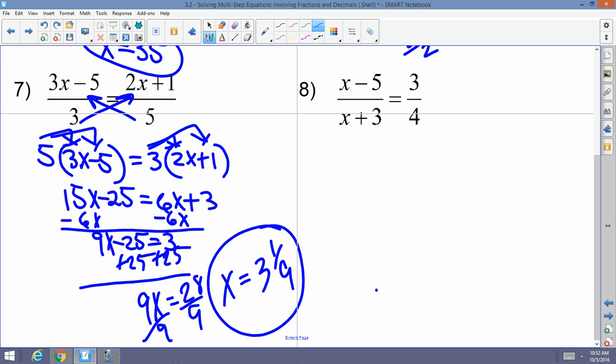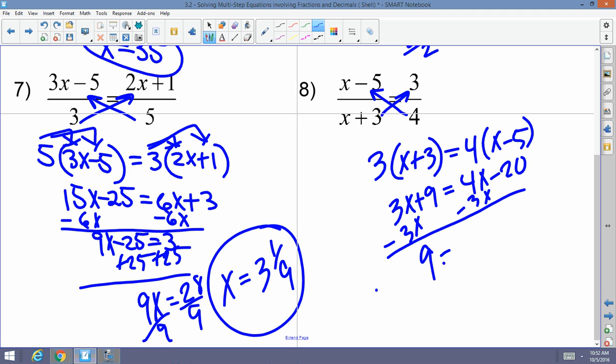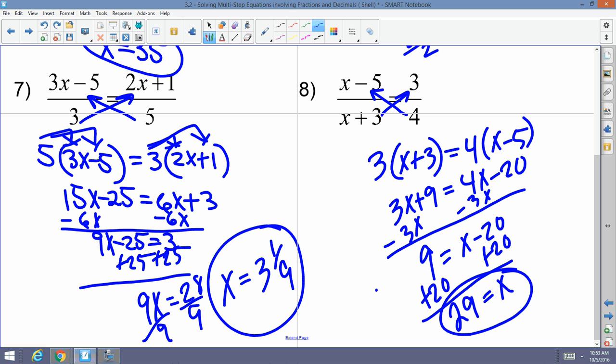And then last but not least, I have a proportion, cross multiply. 3 times x plus 3 equals 4 times x minus 5. So this is going to be 3x plus 9 equals 4x minus 20. I'm going to go ahead and subtract 3x from both sides. I got 9 equals x minus 20. Add the 20 to both sides. 29 equals x.